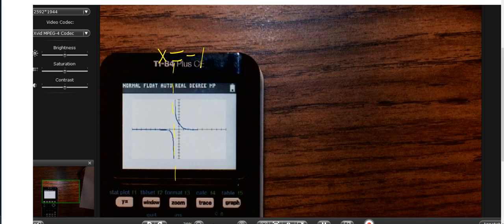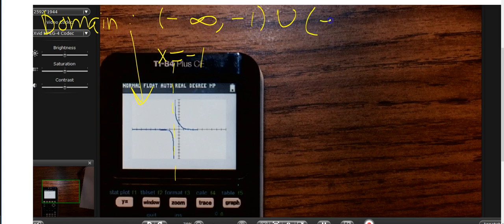Do you know any part of the domain so far? Could you at least give me the domain part of that piece over there on the left side? What would that be? -infinity to -1, parenthesis, parenthesis, right? So we're just doing domain. That's all we're doing here. But there's another piece to it, so obviously we're going to have a union there. And we skip over the asymptote and go to the other side, right? -1, comma. What's going on the other side?